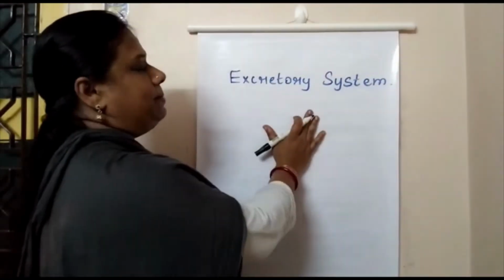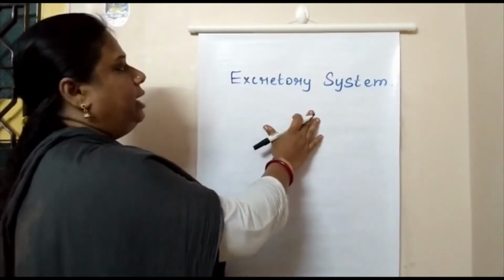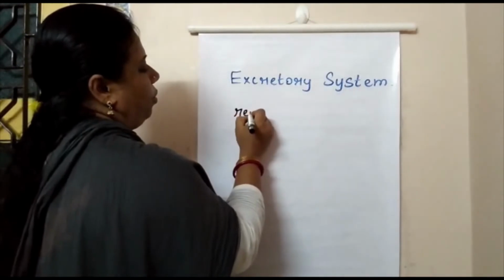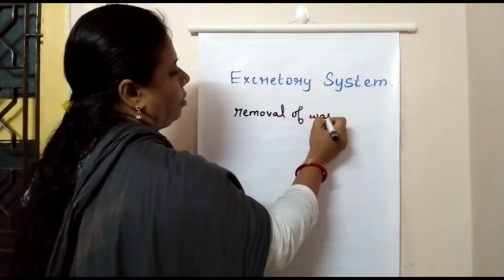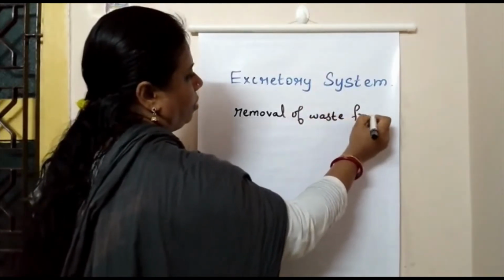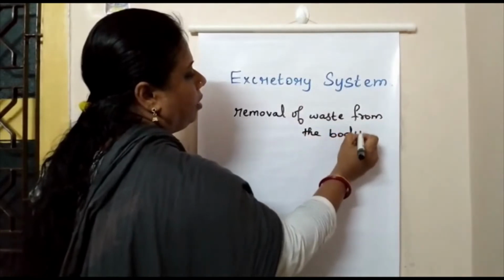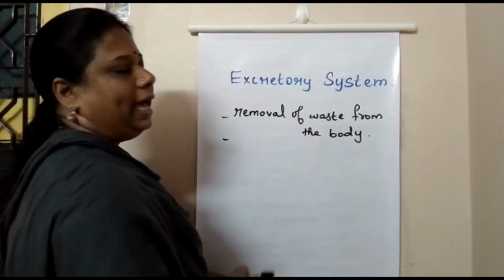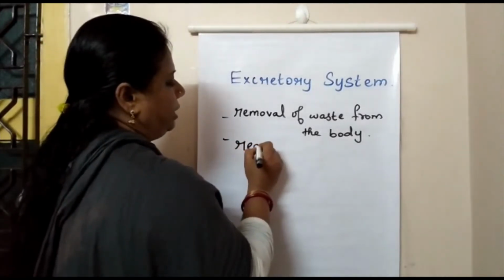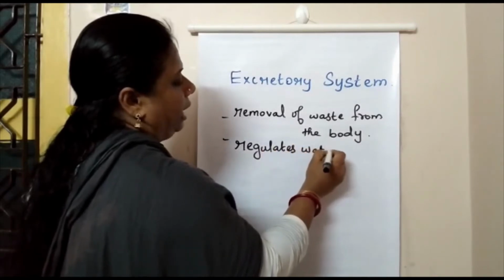Okay. Children, the excretory system helps in the removal of waste from our body, isn't it? Removal of waste from our body. It regulates water and electrolyte balance. The excretory system regulates water and electrolyte balance.